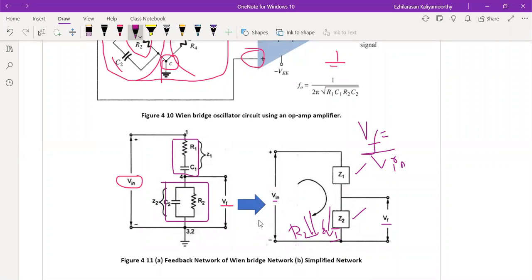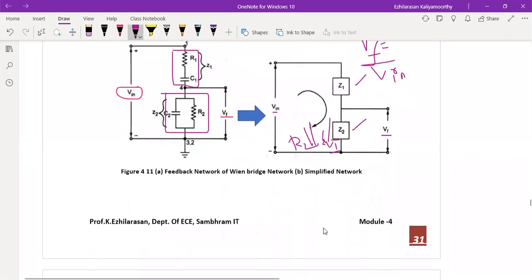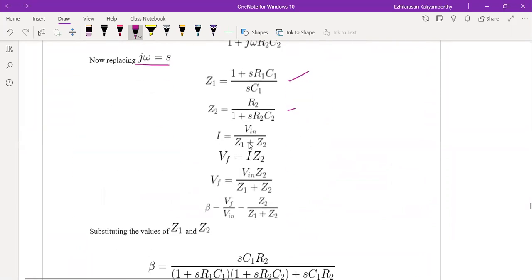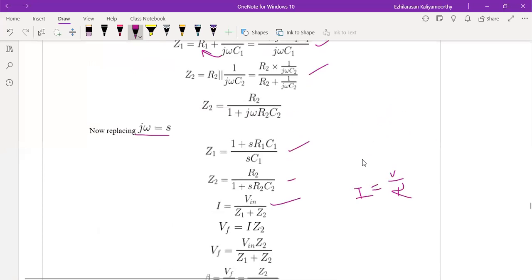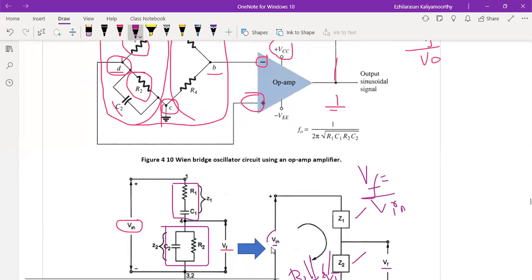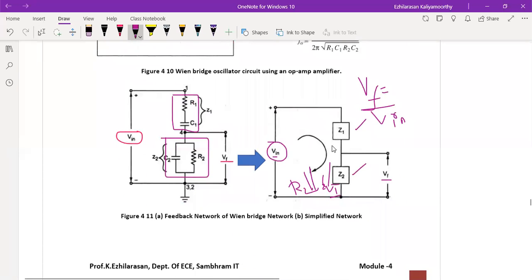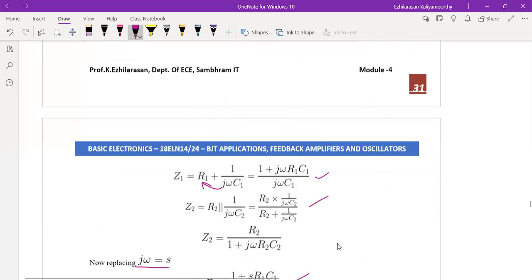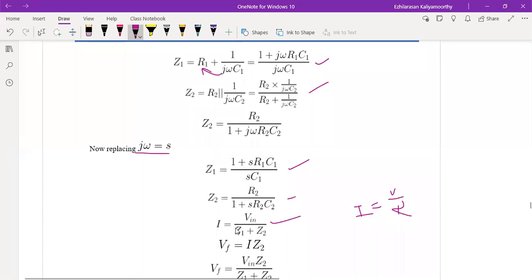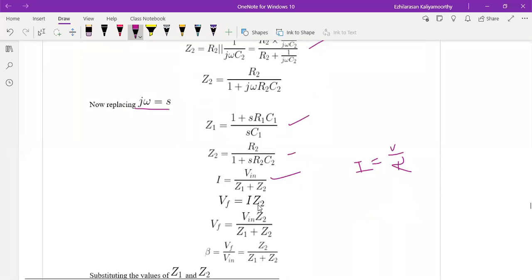So apply the loop over here, the Vin. What is I actually? I is equal to Vin by Z1 plus Z2. As per Ohm's law, I is equal to V by R, where actually it doesn't have a resistor, it is impedance. Now you can check this one, Vin divided by both Z1 and Z2, both are in series connection. So Z1 plus Z2. This is what I is equal to Vin by Z1 plus Z2. So as I said earlier, VF is equal to I into Z2.